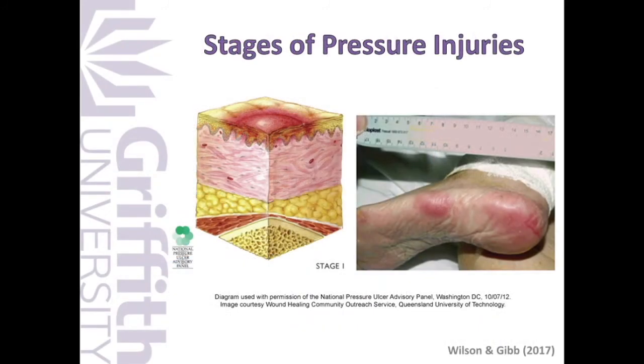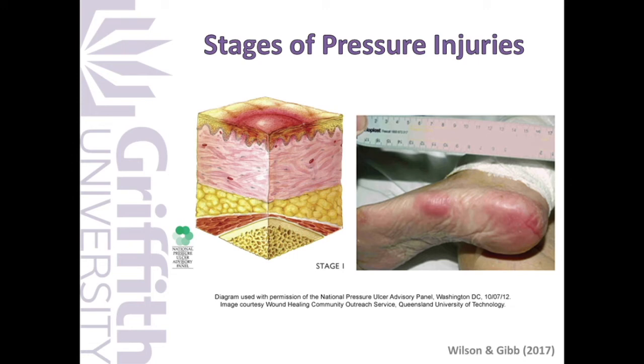There are various stages of pressure injuries, with it being important that we appropriately assess our patients so we can identify a pressure injury before it develops to the next stage. Here we have a stage 1 pressure injury, which presents as persistent, non-blanching redness when compared to the surrounding skin.